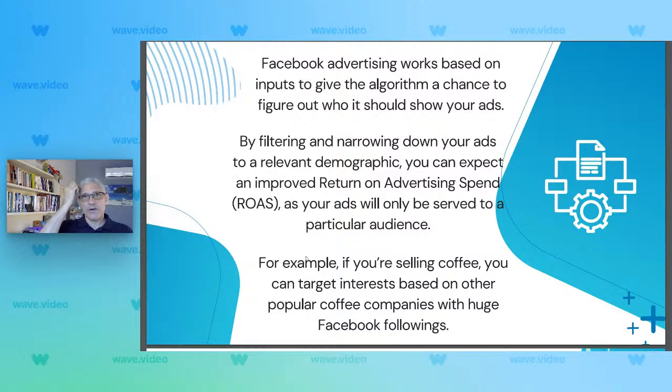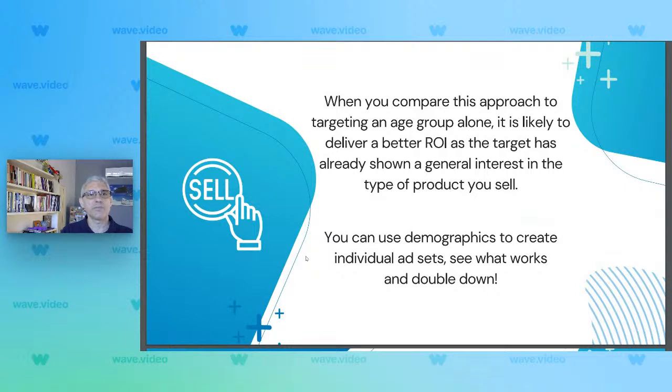You can also look at if people like coffee, what else might they like that's similar, and find that targeting to assist you to get in front of them as well. So when you compare this approach to targeting, let's say, an age group alone, it is likely to deliver a better return on investment, as the target has already shown a general interest in the type of product that you sell, right? You can use demographics to create individual ad sets and then see what works. And then whatever works, double down, start putting more time and energy and money into that.